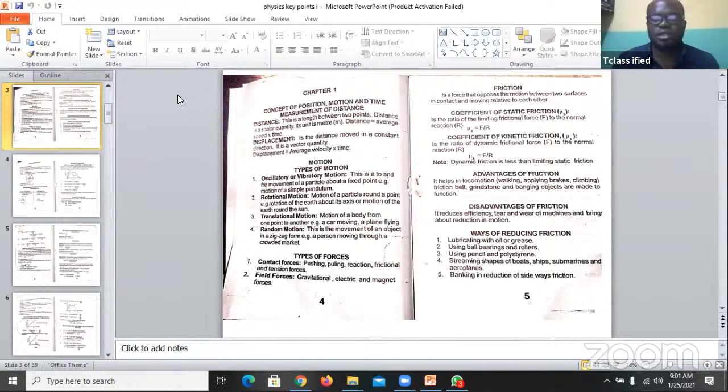Okay, and welcome. Let's start immediately. We're going to be starting by looking at what we did previously. We plan to look at friction and projectile motion today. So let's look at what we looked at previously.